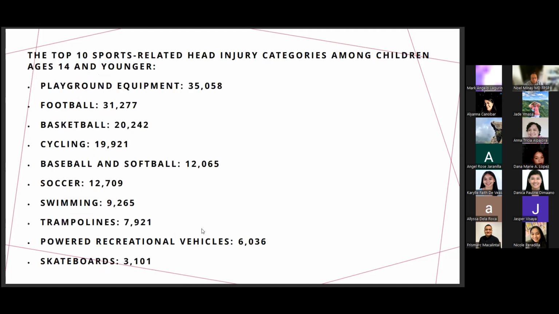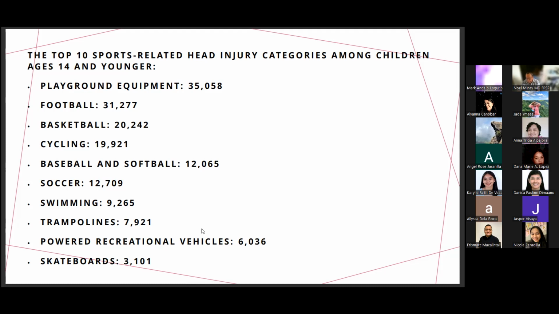And next slide. The top 10 sports-related head injury categories among children age 14 and younger. First, playground equipment, 35,058. Football, 31,277. Basketball, 20,242. Cycling, 19,921. Baseball and softball, 12,065.